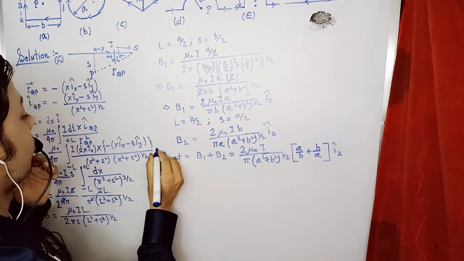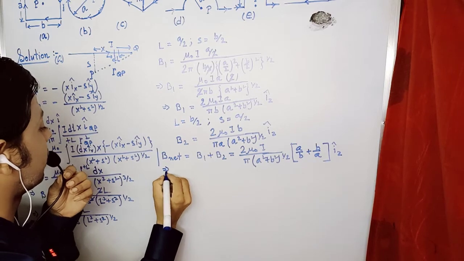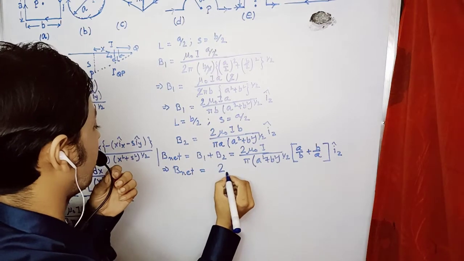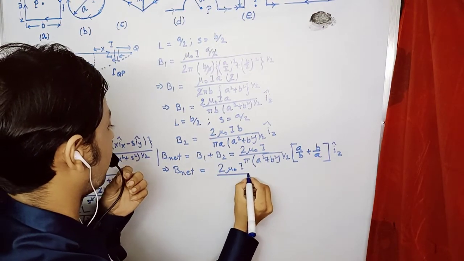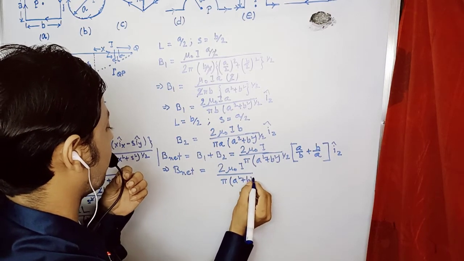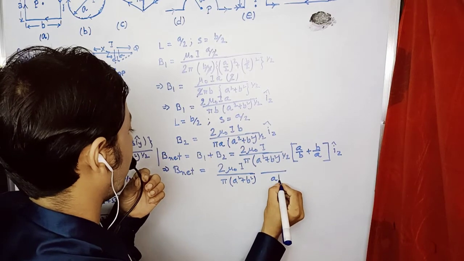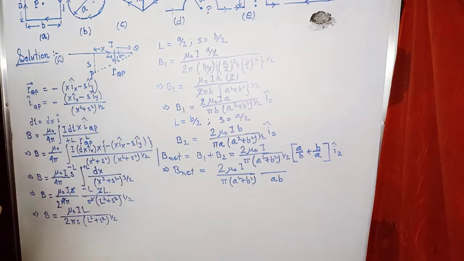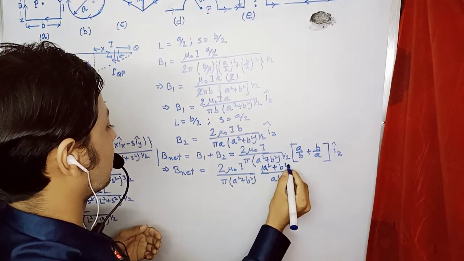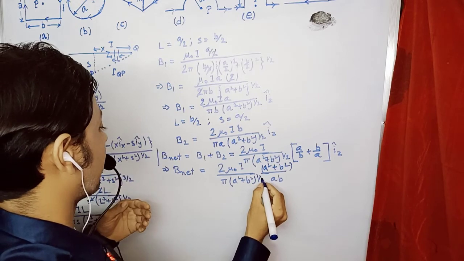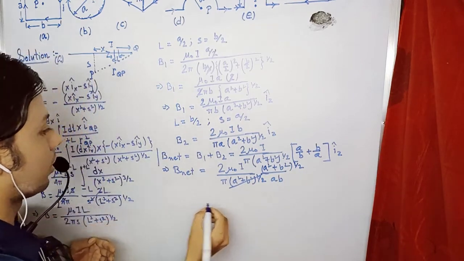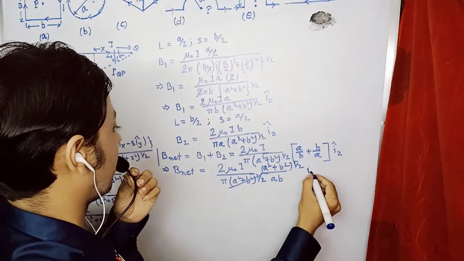If we simplify this value, then our net magnetic field B net will be equal to 2 mu naught I divided by pi, into a square plus b square, into AB. Now as there is a power half, this term will get cancelled and there will be only one half power, and its direction is along z cap.